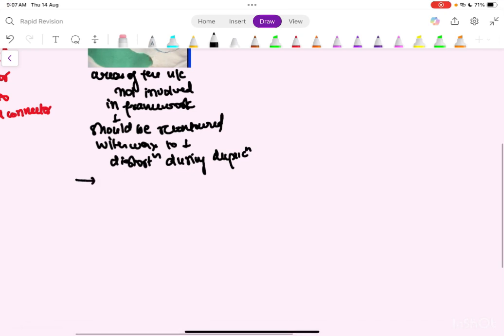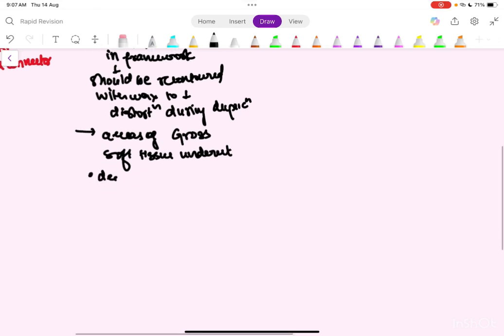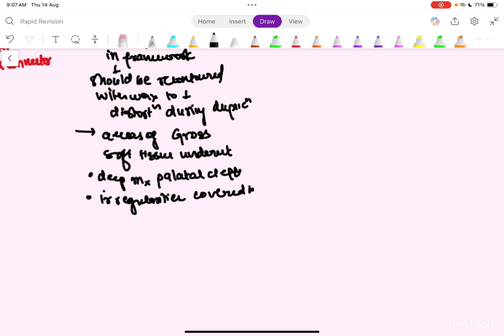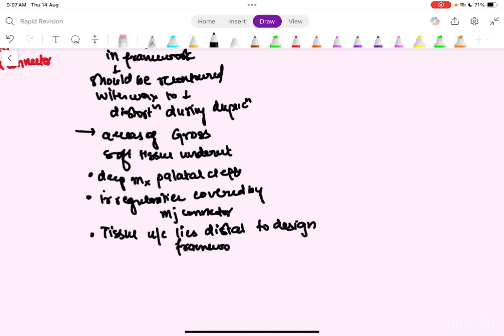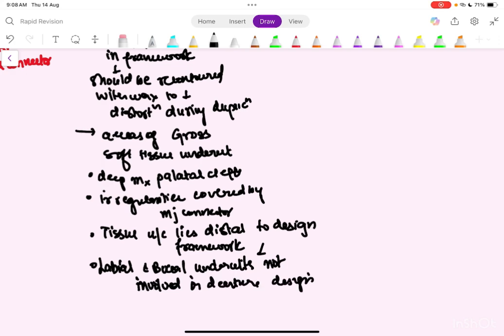Okay, now this is given in areas of gross soft tissue undercuts, deep maxillary palatal clefts, irregularities covered by major connector, where the tissue undercut lies distal to the design framework, labial and buccal undercuts, same, not involved in the denture design. Okay, now let's talk about the next one, which is this one.